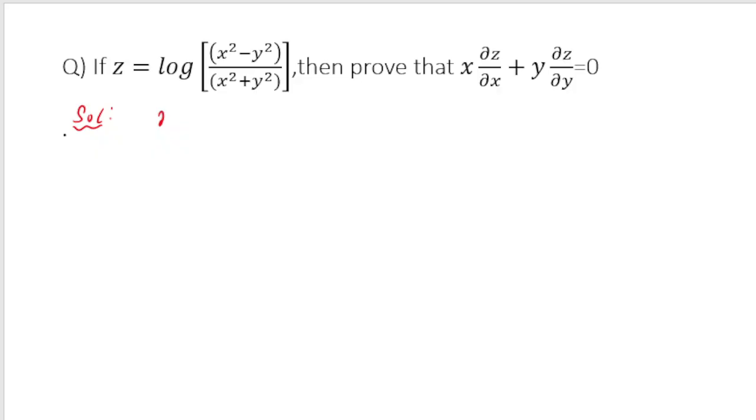So first we have to find del z by del x, right? So what is del z by del x? You can clearly see that I can write del by del x, and this is a function of log.